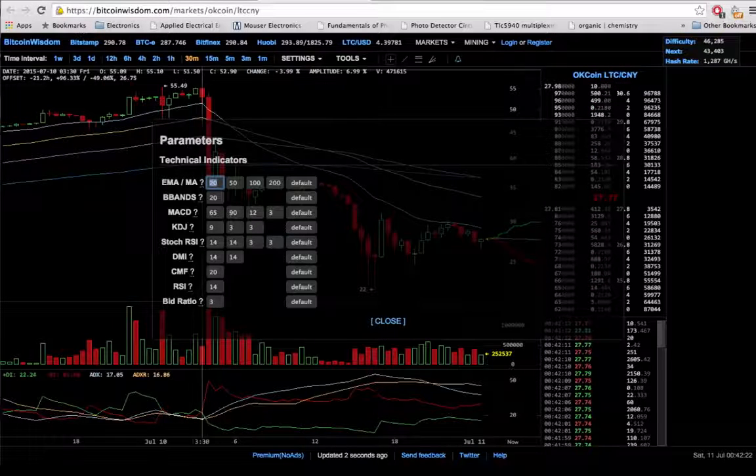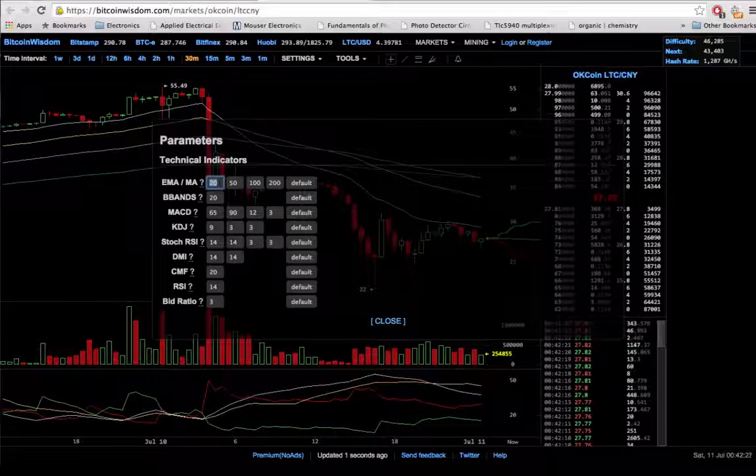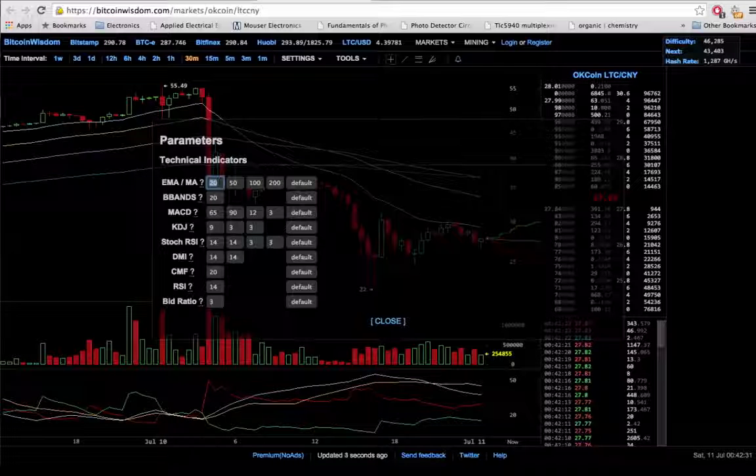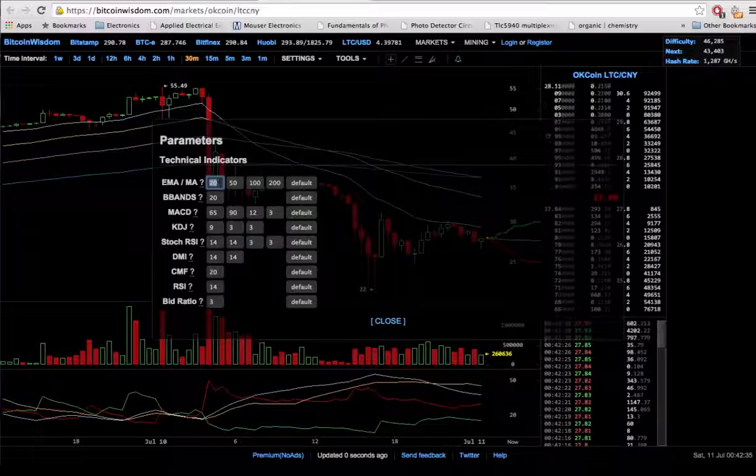This all has to do with what time interval we're on. We're on 30 minutes right now, so 20 period is 600 minutes. 50 period would be 1,500 minutes. So it gives you the exponential moving averages on those time scales.